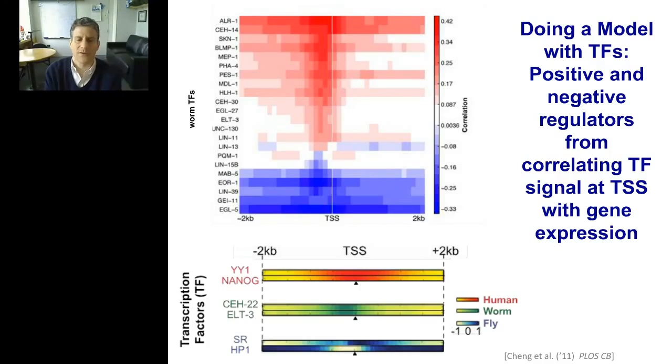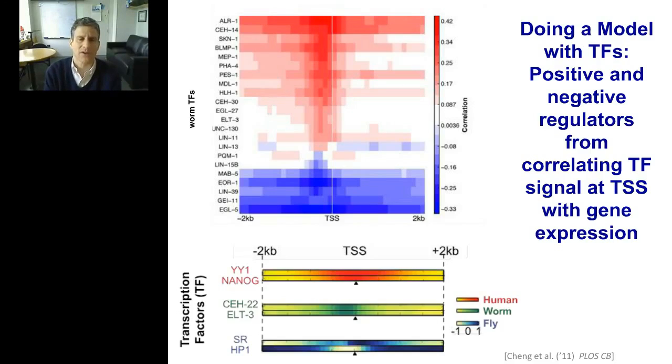And so for instance, at the top, you see I'm just showing a representative picture where I have a number of worm transcription factors. I have bins upstream of the TSS, as I did for histone marks, and I'm correlating the binding of those things with the gene expression. Red is high, blue is low. The neat thing you can see here is there's a real kind of bipartite structure to the figure. There's activators that are highly correlated with gene expression, and then there are repressors that are negatively correlated with gene expression.